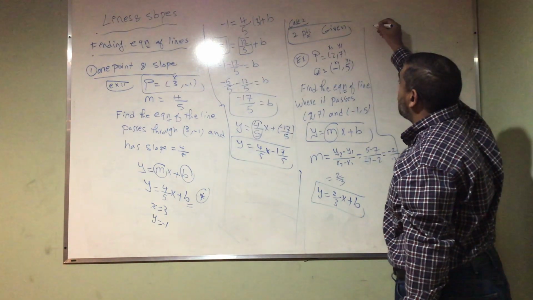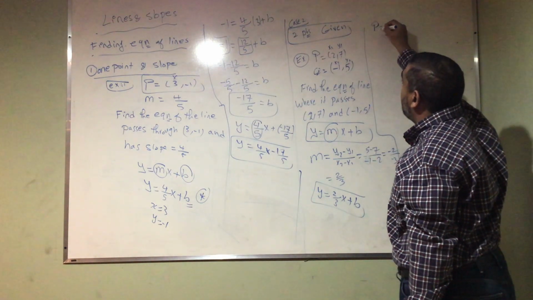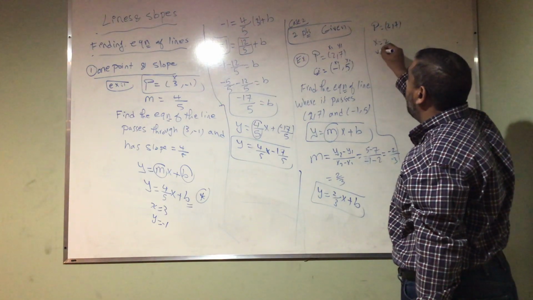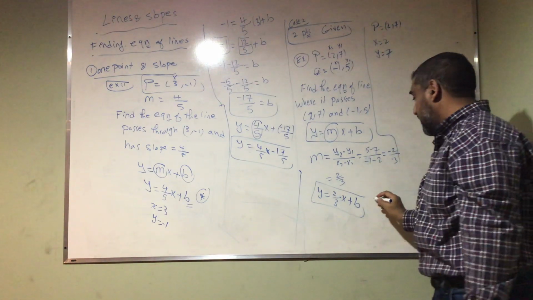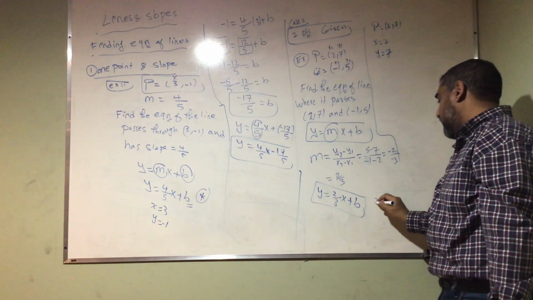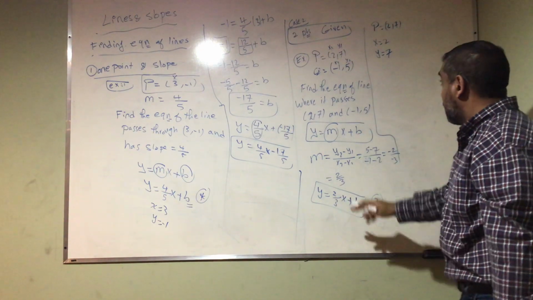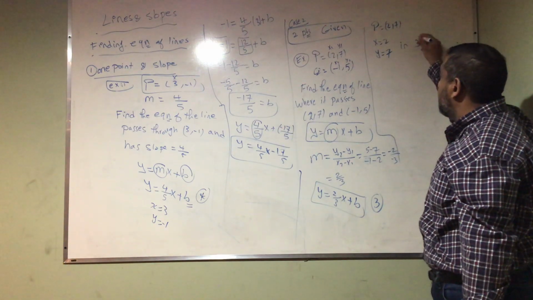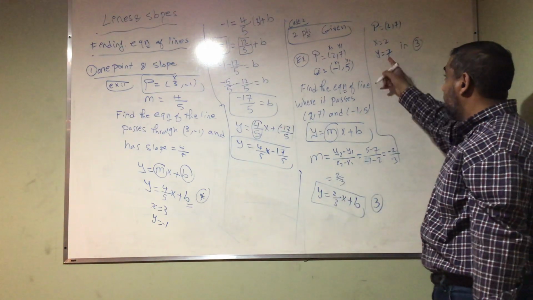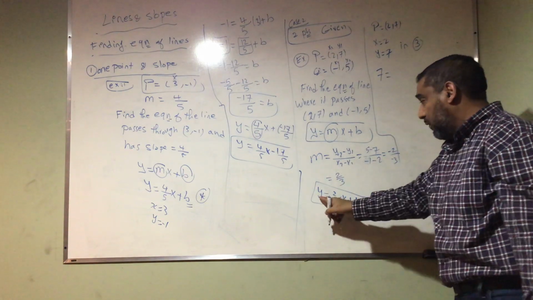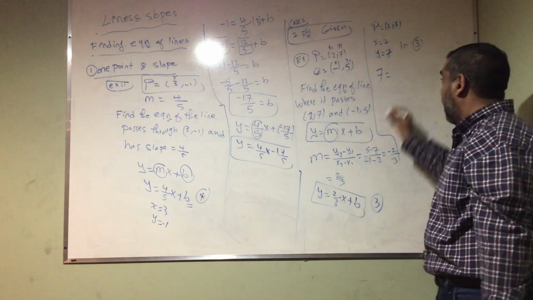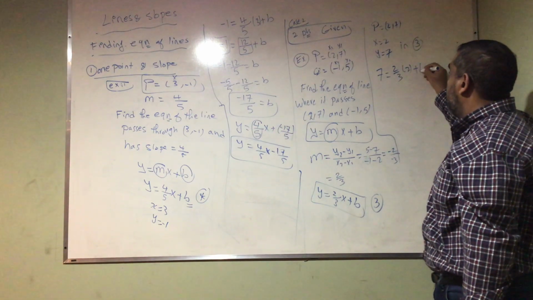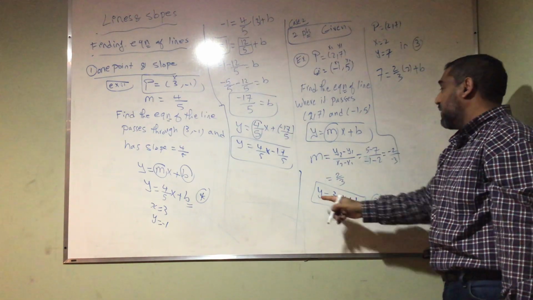For example, I'm going to consider the point 2 and 7. So 2 and 7 means your x equal 2. What is your y? Equal 7. So I'm going to give this equation a number here, maybe I call it 3. So in equation 3, guys, I replace x by 2 and I replace y by 7. So here you have 2/3 times, what is your x? It is 2, plus b. So I replace x by 2, I replace y by 7.